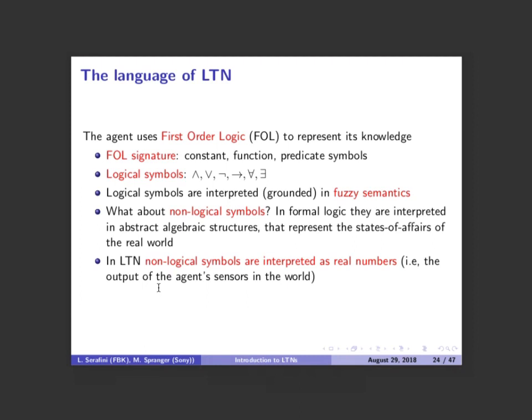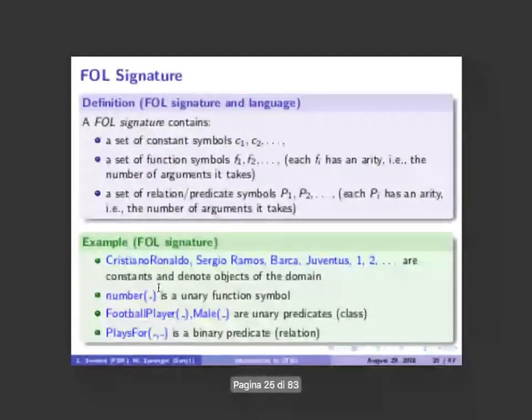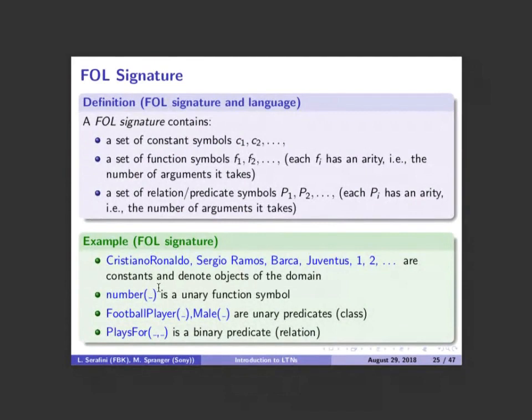So grounded in the agent's sensors in the world, and that's why we had this kind of crash course on fuzzy logic in the narrow sense. So I'll very briefly mention first order logic signature with constants, functions, and relations or predicates with any number of arguments, and then you have some specific cases here with Cristiano Ronaldo as a football player, and relations like this player plays for this football team, and so on and so forth.